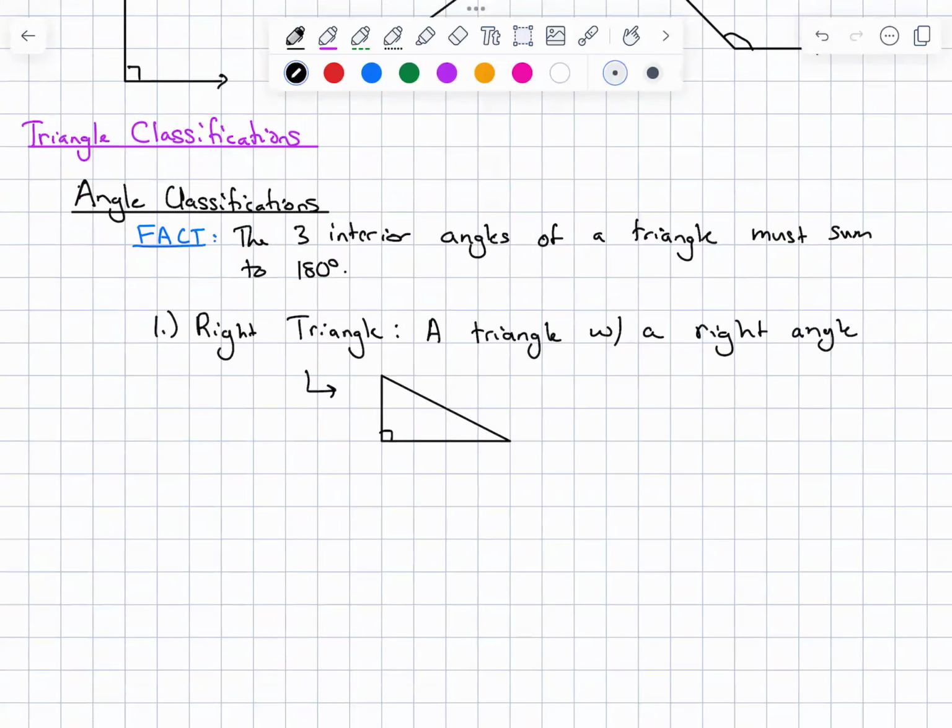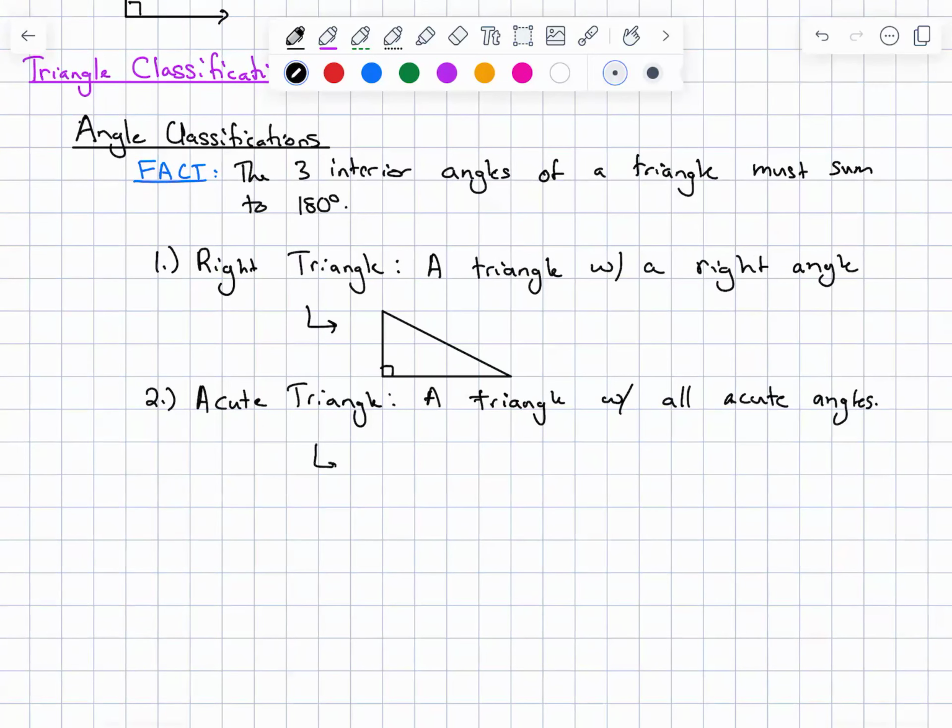Two are the acute angles, or acute triangles. Their classification, unlike a right triangle where just one angle needs to be a right angle, is that it's a triangle with all acute angles. So what that typically looks like, and there are many different ones we could draw, infinitely many in fact, is this. All these angles are acute.